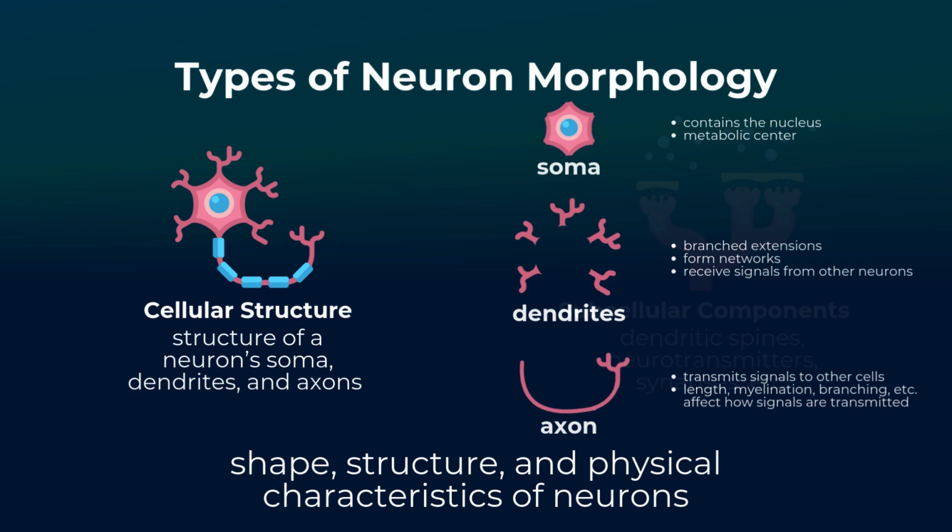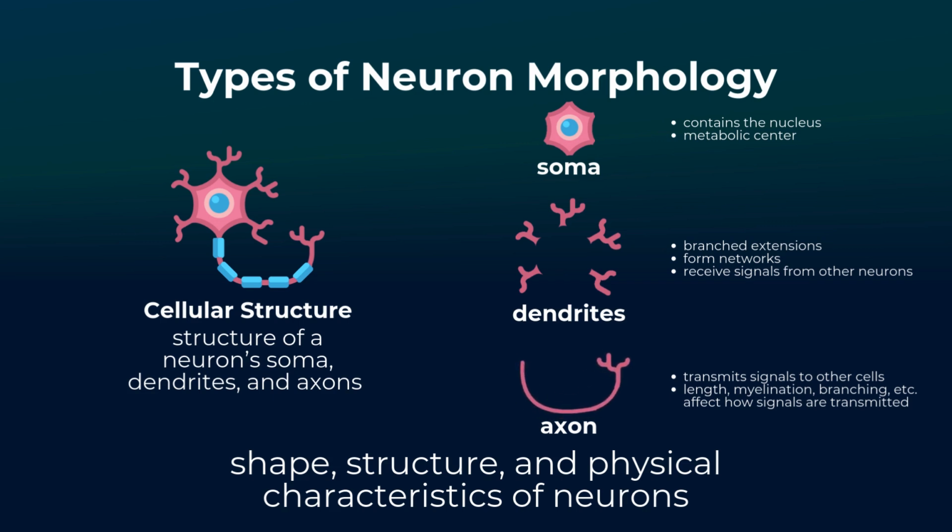First, we have the cellular structure, which is the study of neuron morphology, including detailed examinations of the cell body or soma, which contains the nucleus and is the metabolic center of the neuron. Dendrites extend from the soma and are typically branched, forming a network that receives signals from other neurons. The complexity and branching patterns of dendrites are important aspects of neuron morphology.